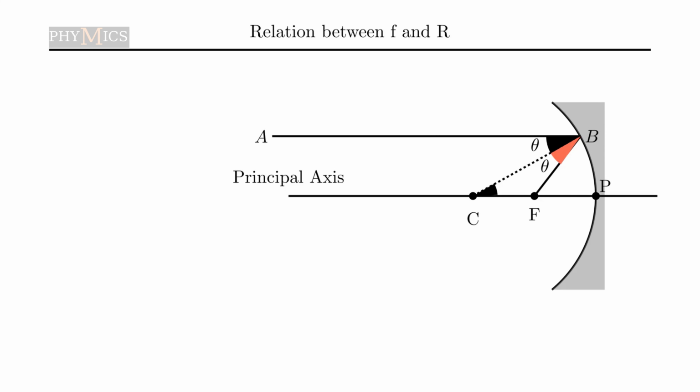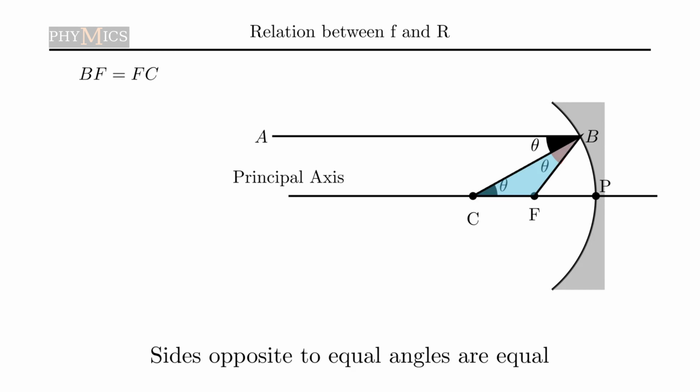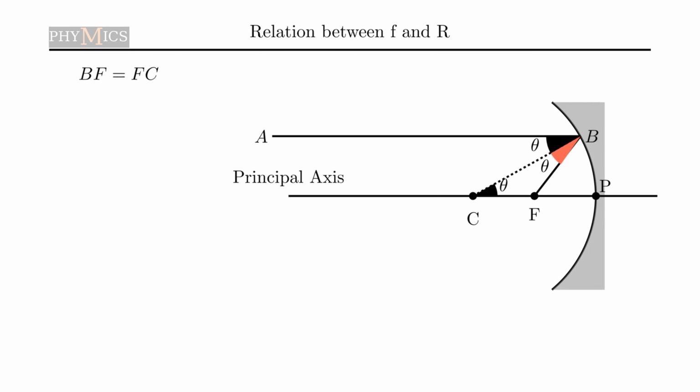Now angle BCP should also be equal to theta, as interior alternate angles are equal. Now in triangle BCF, side BF must be equal to side FC, as sides opposite to equal angles are equal. Assume the aperture of the mirror to be small. The approximation of segment BF can be taken as segment PF. Therefore, we can write segment PF equals segment FC.